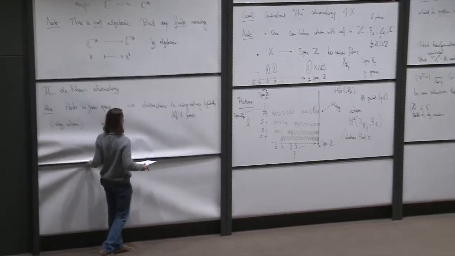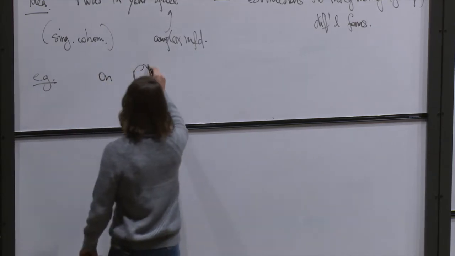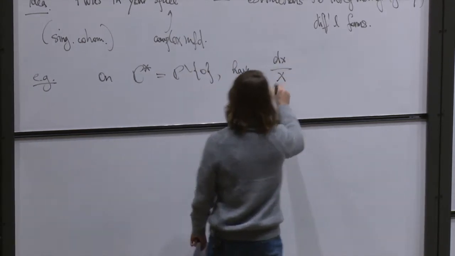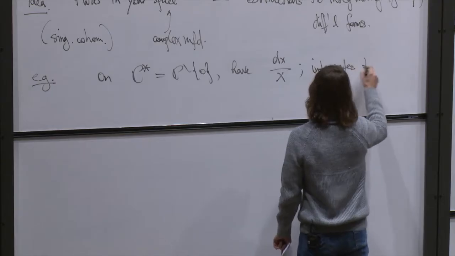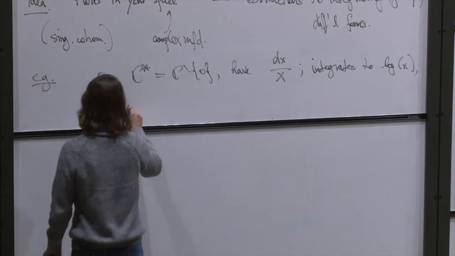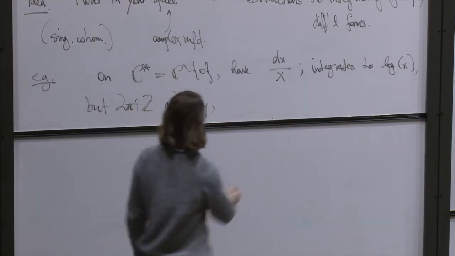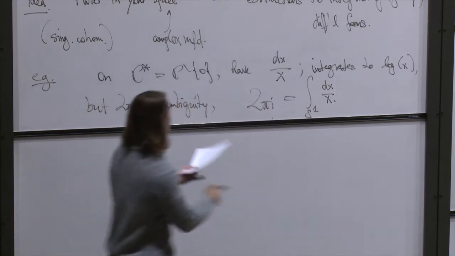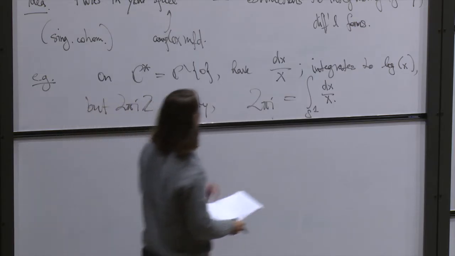The prototypical example, of course, being on C star, so C minus 0, we have the differential form dx over x. And we would like to integrate this to log x, but there's a 2 pi i ambiguity. Well, of course, 2 pi i is the integral over S1 of this differential form dx over x. Because as you integrate once around the circle, you get something non-zero. You can't find a global primitive of the differential form.